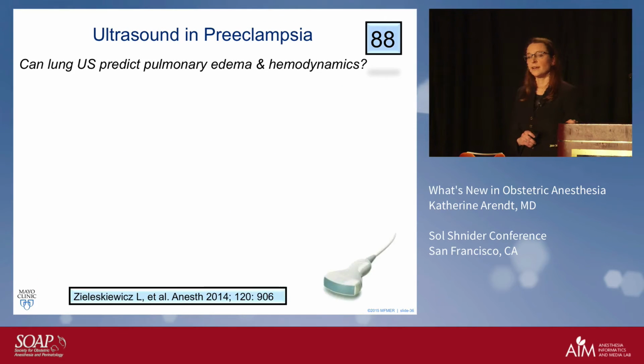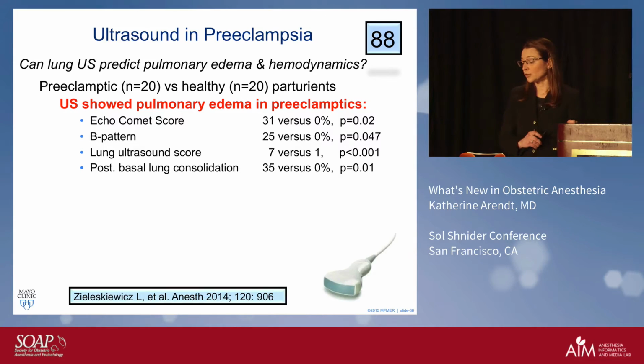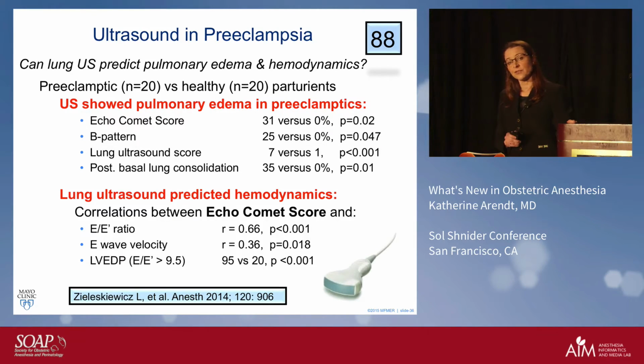All right, we may be developing yet another tool in OB anesthesia, lung ultrasound. These authors looked at whether lung ultrasound can see pulmonary edema and predict hemodynamics in severe preeclamptics. They looked at pulmonary edema with various different scores, looking for various different patterns with lung ultrasound. And what was the most interesting was that they found that they could predict hemodynamics by transthoracic echo by doing lung ultrasound and calculating an echo comet score.